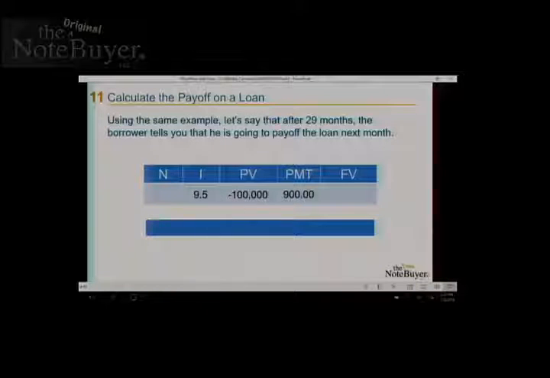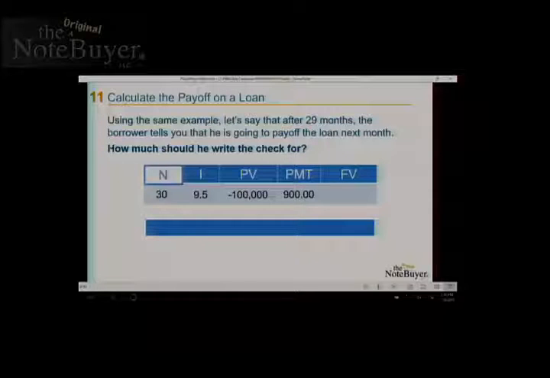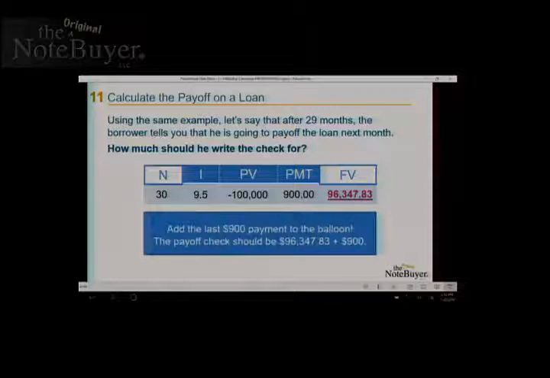Okay? So we have $100,000 negative PV. The loan was at 9.5% with payments of $900. How much should he write the check for? So next month would be 30. So after 30 payments have been made, he would still owe $96,347.83. So to calculate the payoff, the amount that he needs to write the check for, add $900 to that balloon, and his payoff check should be $97,247.83.